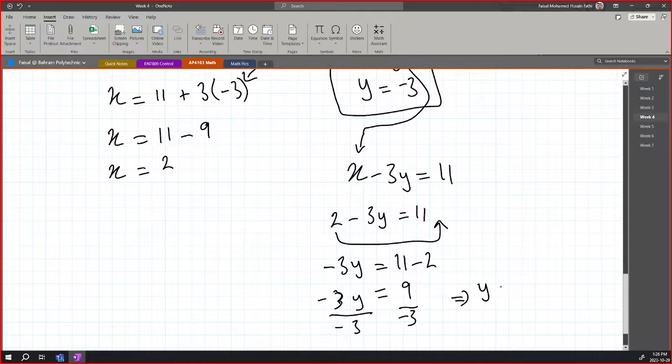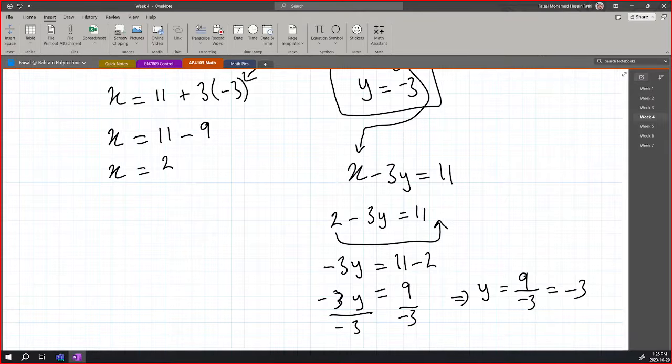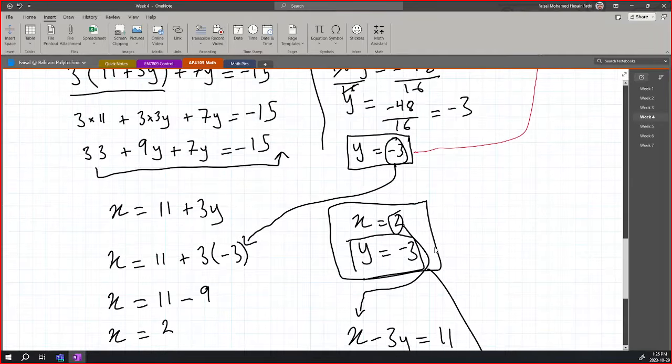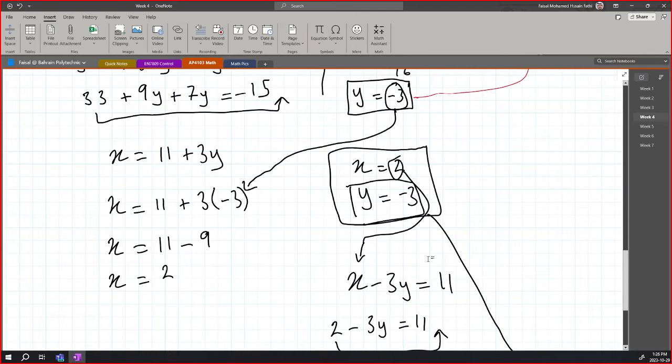ال y يساوي 9 over minus 3, which is equal to minus 3. Okay. فبعدين تشيكون إذا ال y في ال multiple choice يساوي ال y اللي طلع لكم هني, if it's actually multiple choice. بس I recommend لأن I don't know if you have to type it in ولا fill in the blanks and drag and drop boxes.